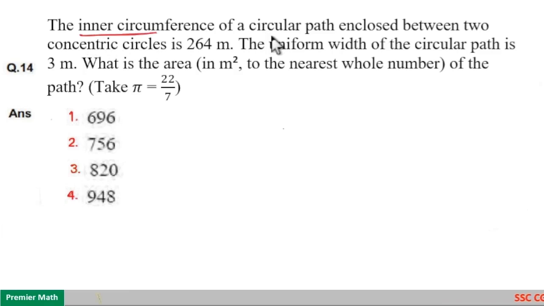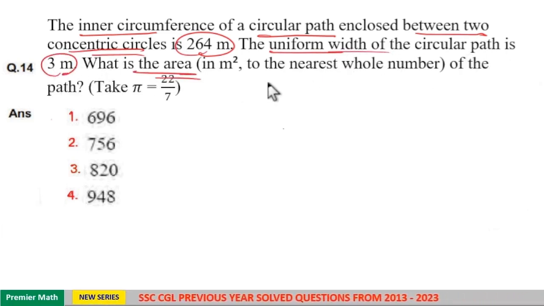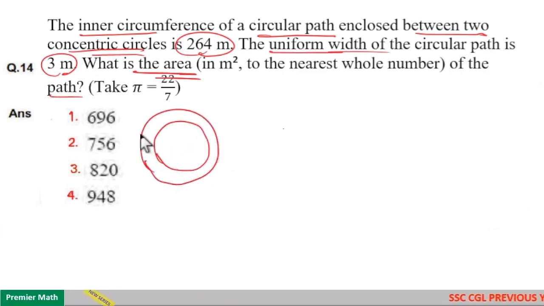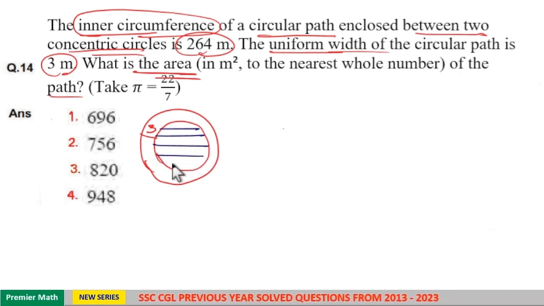The inner circumference of a circular path enclosed between two concentric circles is 264 meter. The uniform width of the circular path is 3 meter. What is the area of the path? Here, there are two concentric circles and the width of the circular path is 3 meter. Now, inner circumference means the circumference of this inner circle is given, which is equal to 264 meter.